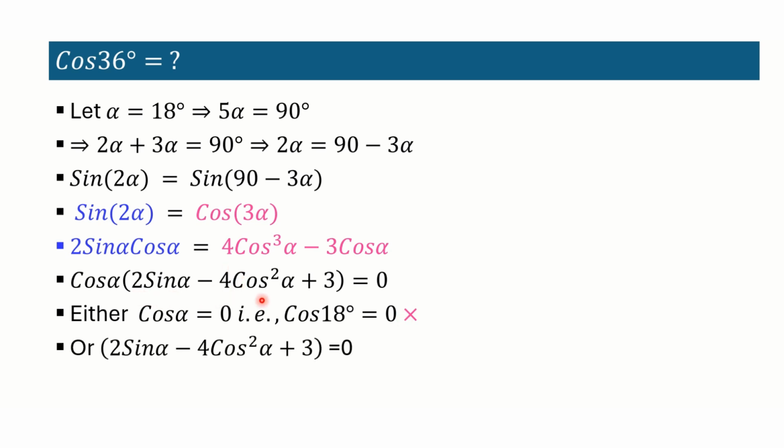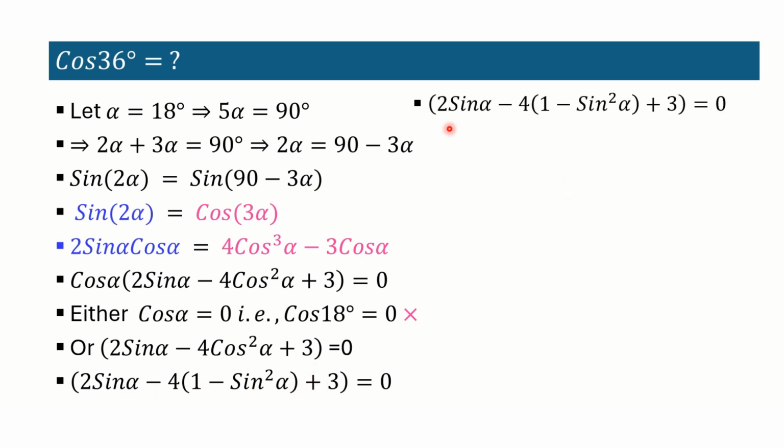Or I can have this part equal to 0. That is, 2 sin alpha minus 4 cos square alpha plus 3 equals 0. But now here you can see one is sin alpha, another is cos square alpha. So what I will do is convert this cos square alpha into sin square alpha. And you remember the identity, cos square alpha is equal to 1 minus sin square alpha. And the others are as they are. So I have 2 sin alpha minus 4 times 1 minus sin square alpha plus 3 equals 0.